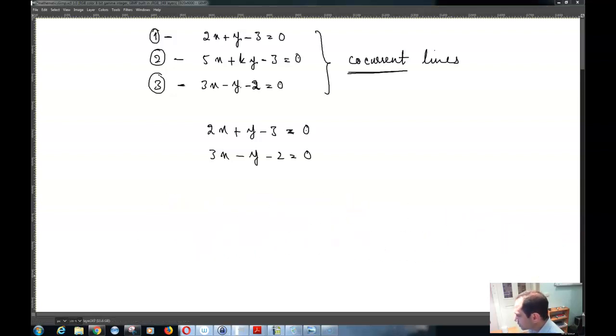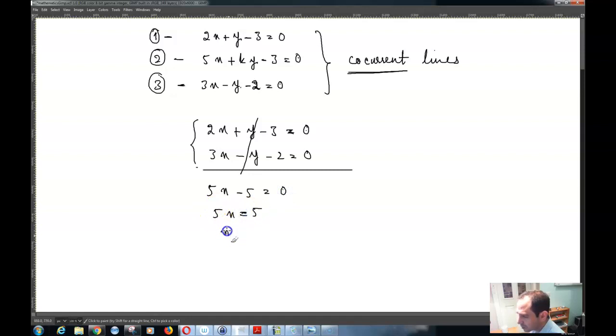But we will solve these two equations in the normal way, meaning that I can simply add these two equations together. These two will cancel out. I have 5x minus 5 is equal to 0, so 5x is equal to 5. That means that x is equal to 1.